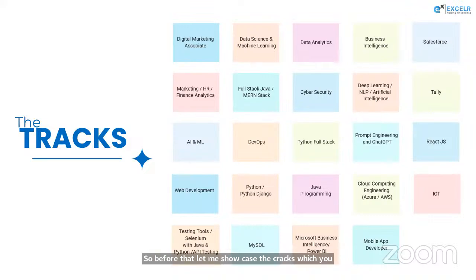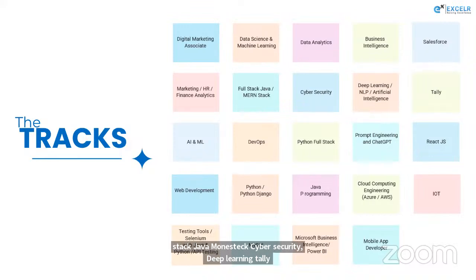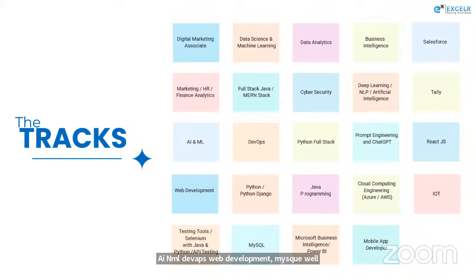It would be on digital marketing associate, data science and machine learning, data analytics, business intelligence, Salesforce, marketing, HR, finance analytics, full stack Java, MERN stack, cybersecurity, deep learning, Tally, AI and ML, DevOps, web development, MySQL, testing tool Selenium, mobile app developer, Java, R programming, cloud computing, IoT, Python. So these are the tracks. And again, the students will be given a certificate.